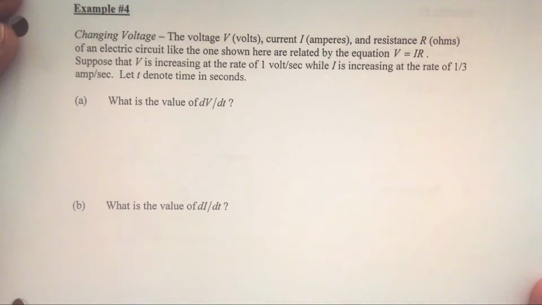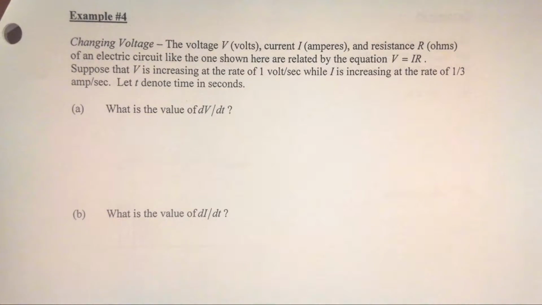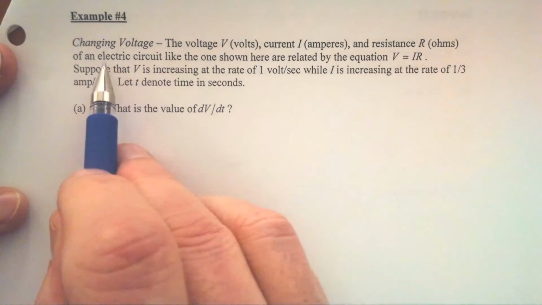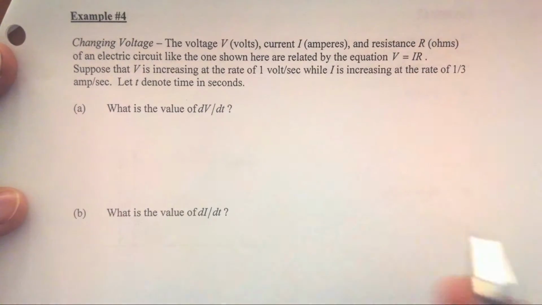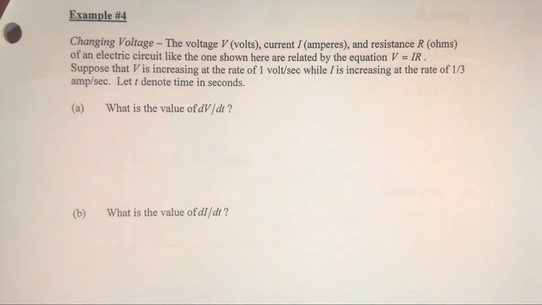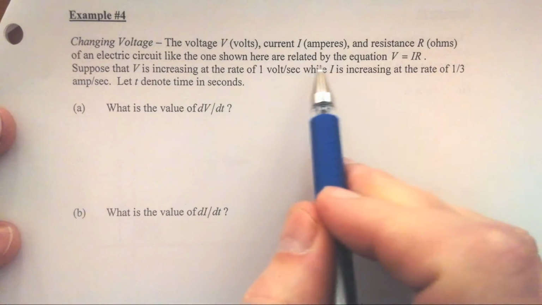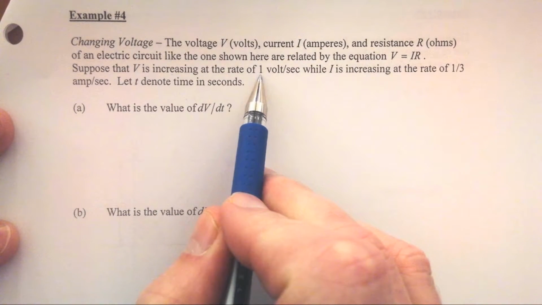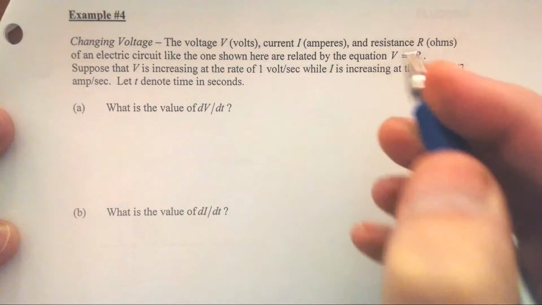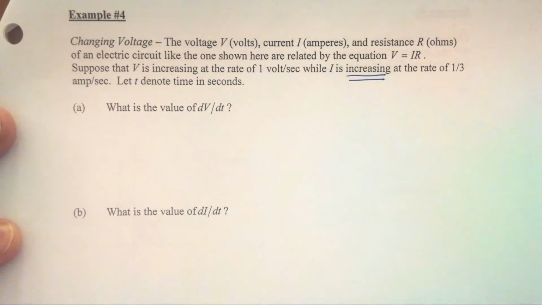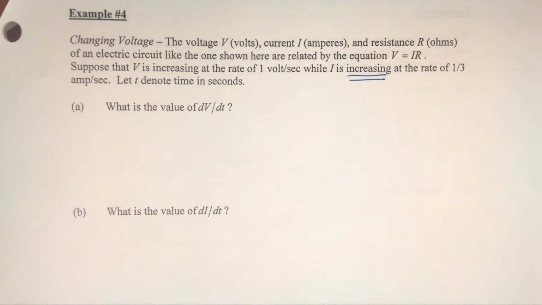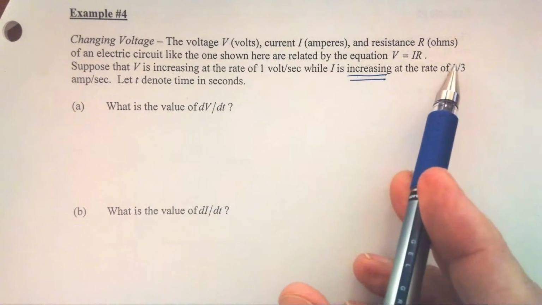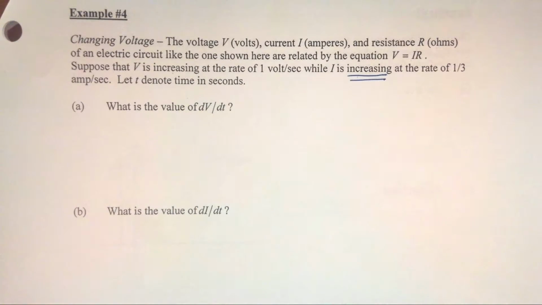Okay, changing voltage. A lot of this is just organization. Changing voltage, current, and resistance of an electric circuit like the one shown here. Well, it's not shown, but it's in your book. This is one of the early odd problems. They are related by V equals IR. Suppose V is increasing at a rate of 1 volt per second. And suppose I is increasing. I do believe in your book this is written as decreasing. Maybe one of these is decreasing and one is increasing, but one is decreasing at a rate of 1/3 amp per second. And let t denote time in seconds.